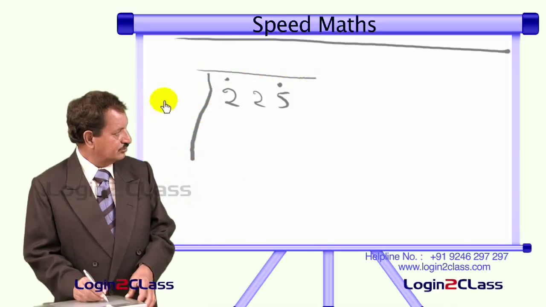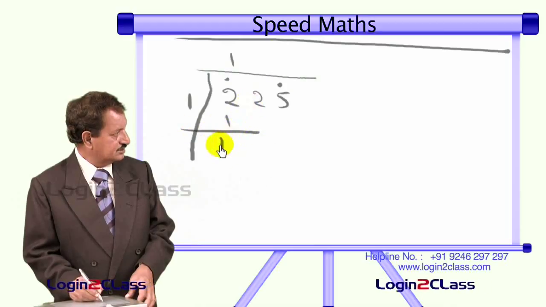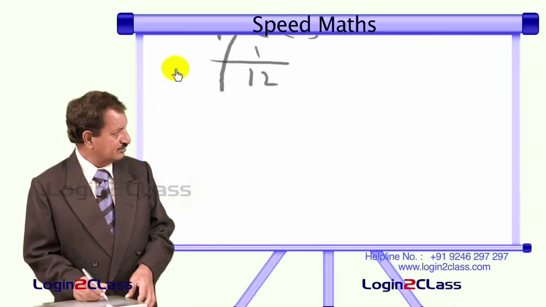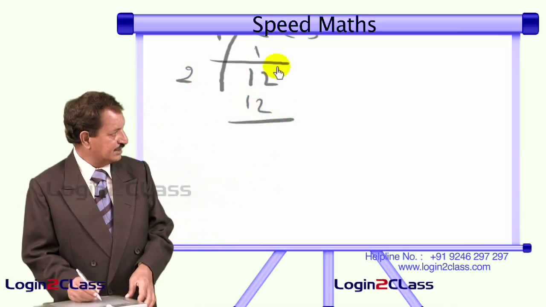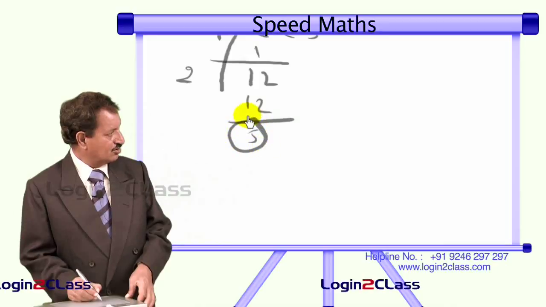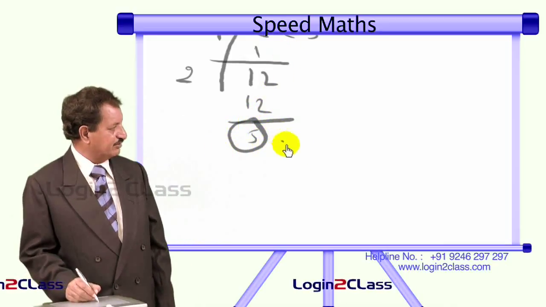And what you have to do? 1 ones 1, remainder 1, this 2. So you multiply this 1 with 2, 2 6s 12. So what is the remainder? 5, but it is wrong. The remainder should be 6 6s 36, but you got only 5, so it is wrong.